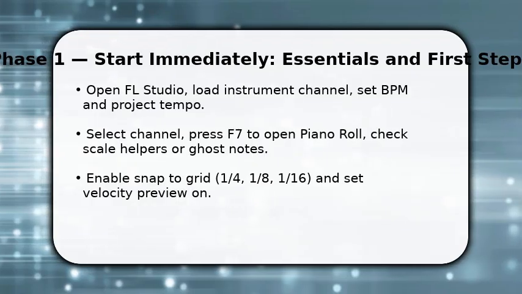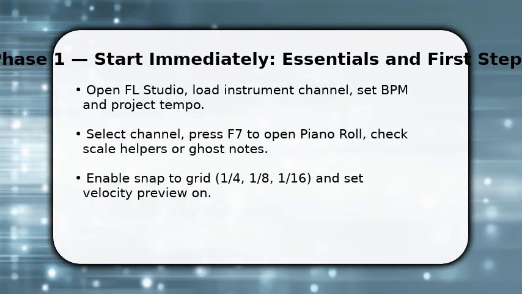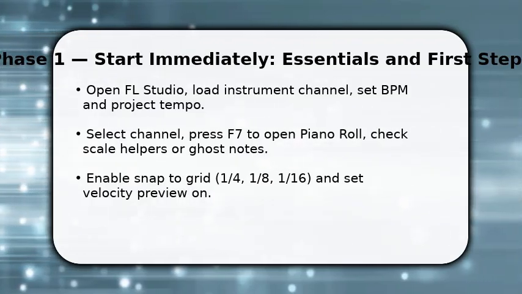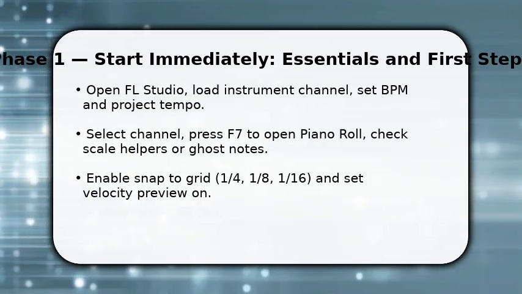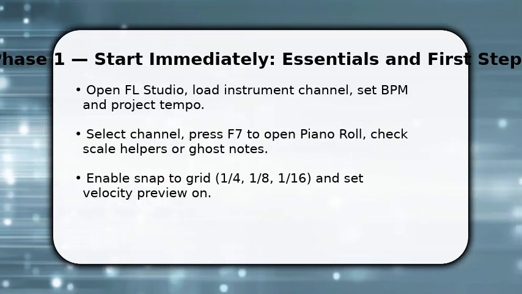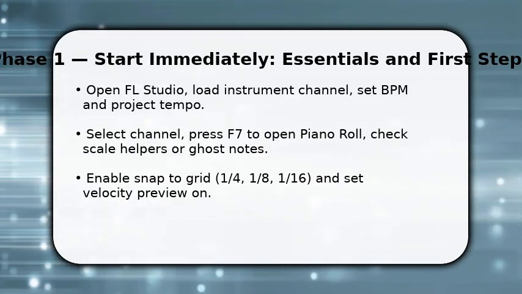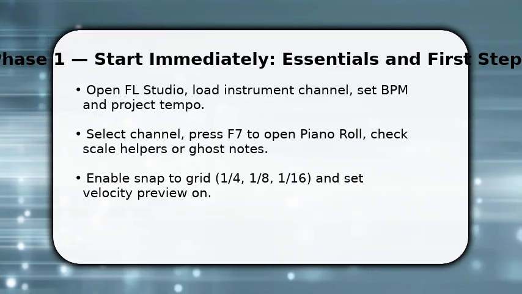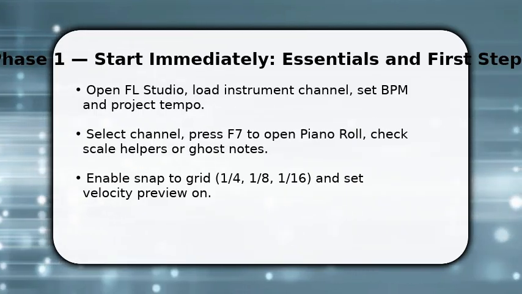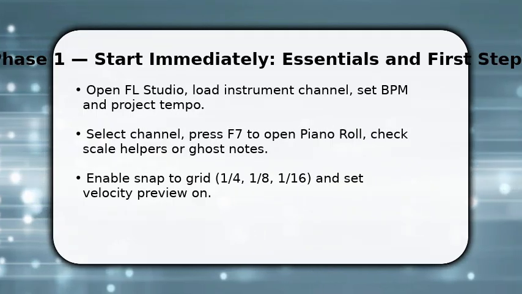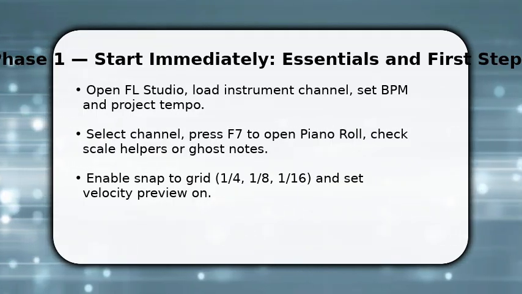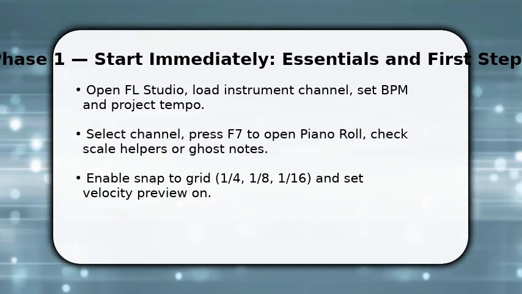You start by loading an instrument channel and opening the piano roll with F7. This gets you into note entry immediately. Once done, set the project tempo and enable snap to grid so your notes align predictably. Make sure ghost notes from other channels are visible for reference. This helps harmony choices. Finally, check velocity preview and the scale helper to avoid wrong notes. These small settings speed up editing and prevent timing issues later.